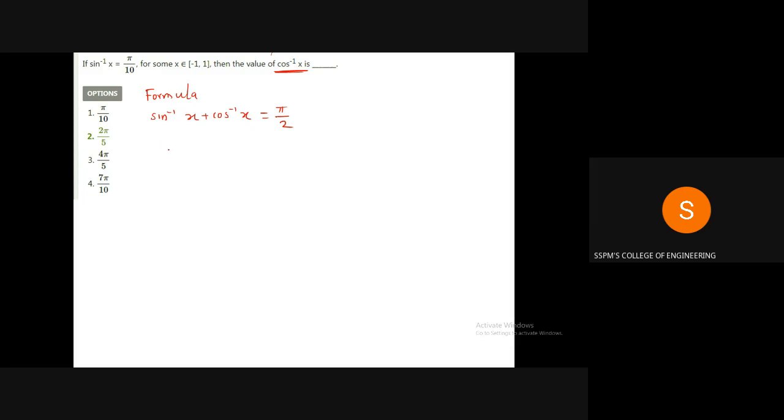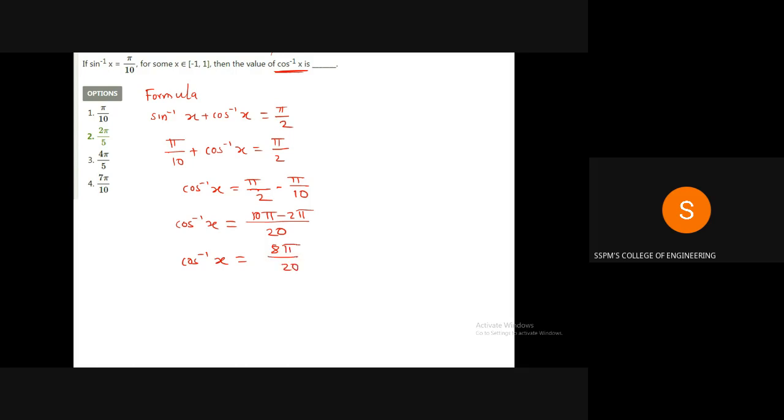So what is sin inverse x? It is pi by 10. Pi by 10 plus cos inverse x is equal to pi by 2. Therefore, cos inverse x is pi by 2 minus pi by 10. Therefore, cos inverse x is equal to 10 pi minus 2 pi divided by 20. Therefore, cos inverse x is equal to what? It is 8 pi divided by 20.